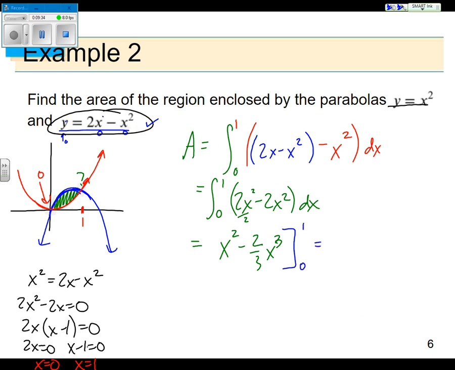I luck out when I plug in 1. I just get 1 minus 2/3. I just get my coefficients in front. And whenever I plug in 0, yeah, this time you do get lucky. It just turns into 0. And so if I do 1 minus 2/3, that does give me the area of this green region right here, which is simply 1/3.